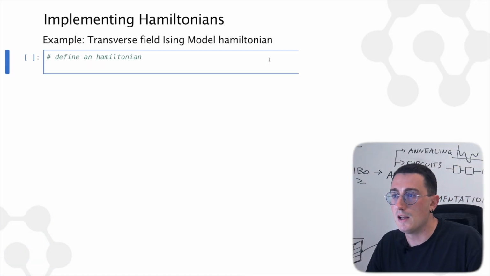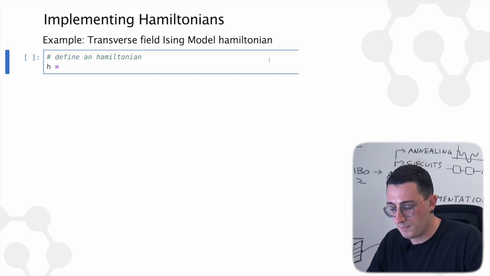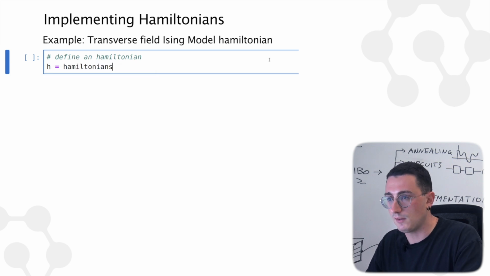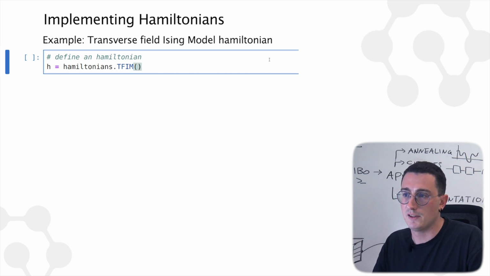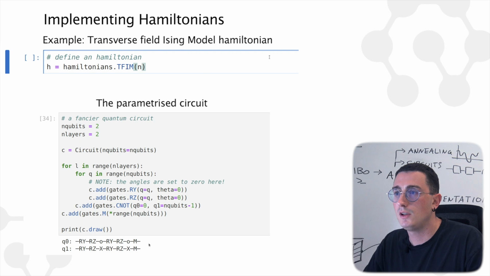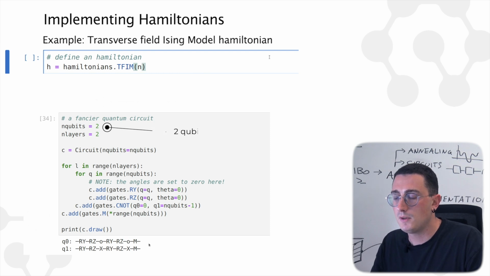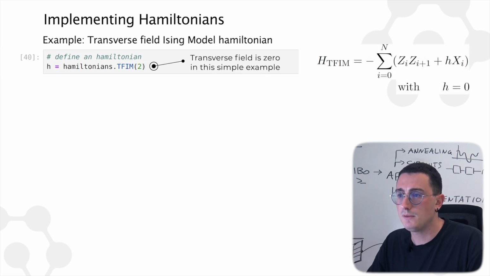And what we can do now is from Hamiltonians implement some specific Hamiltonian. In particular, we can type H, that's our Hamiltonian, equal to Hamiltonians.tfim, which stands for transverse field Ising model, and we set the number of qubits equal to the same number of qubits we used in the parameterized circuit, which is 2. We set Hamiltonians.TFIM with 2 qubits. Now we have our Hamiltonian, H.